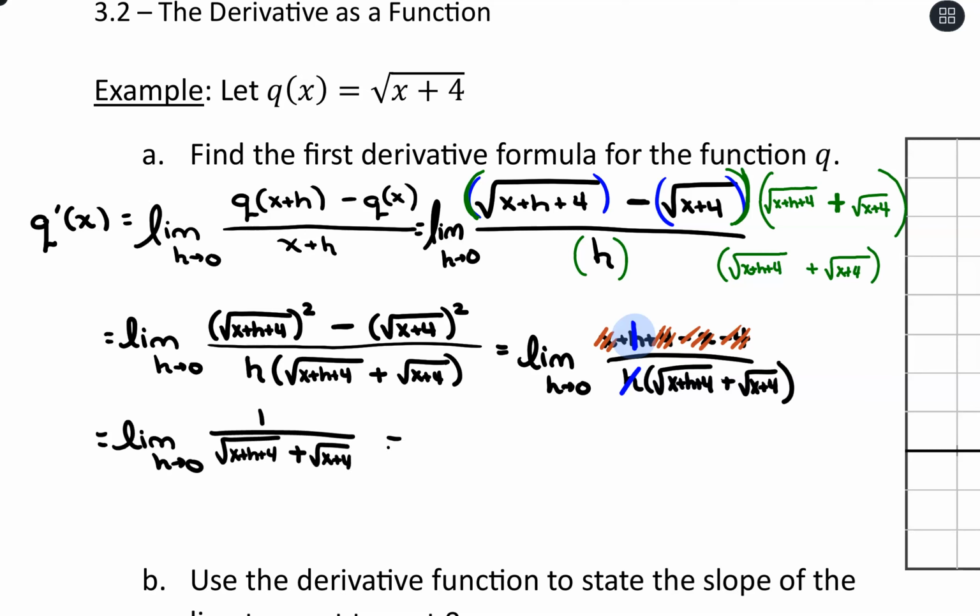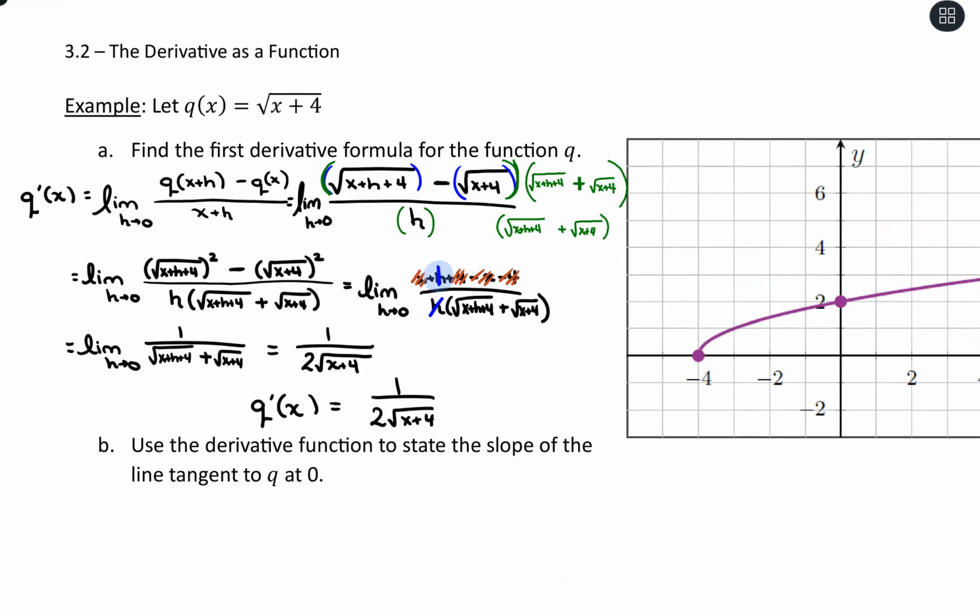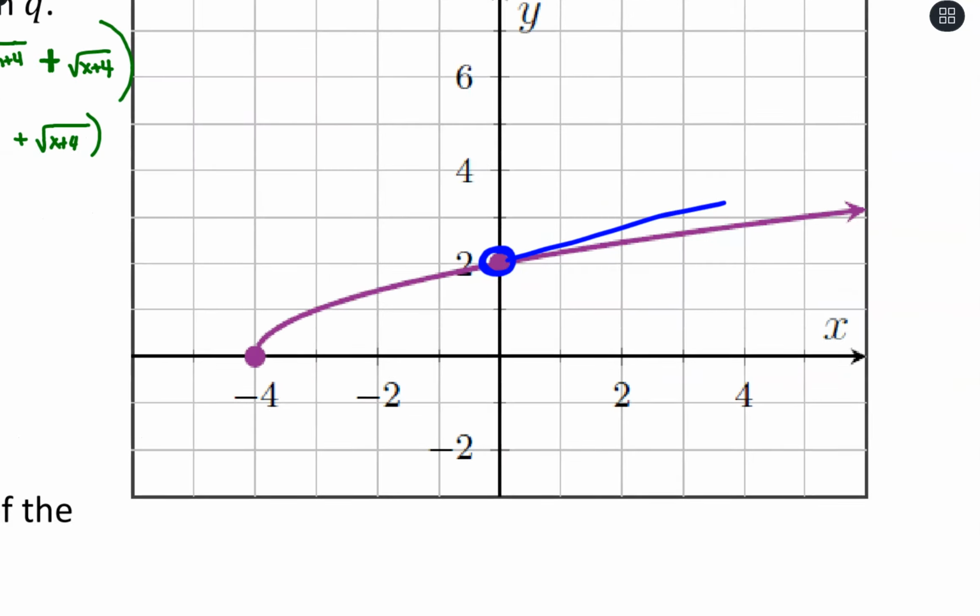which if we plug in 0, we'll just have 1 over root x plus 4 plus root x plus 4. So really we have 2 of those root x plus 4s. And that'll be our derivative function. So 1 over 2 times root x plus 4. Let's use our derivative function to state the slope of the line tangent to q at 0. So we're looking at 0 here, and if I just kind of sketch, ooh, that was a little too steep. If I sketch the tangent line, maybe it would look something like this.